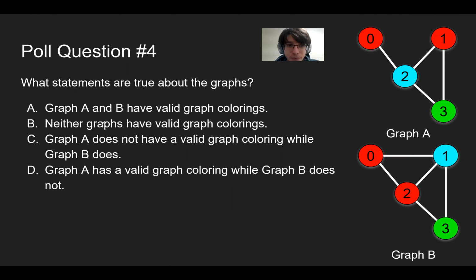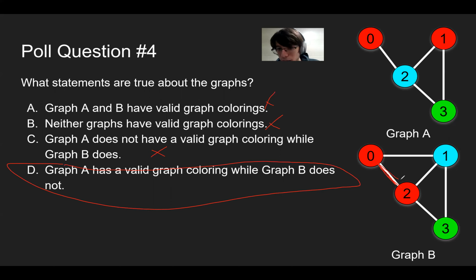Well, let's see. A does have a valid graph coloring, but B does not, because these two share an edge, but also share color. So this is not true. The second option is not true either, because A most certainly does have a valid graph coloring. Graph A does not have a valid graph coloring, while B does. That's not true. And the last one is true. A has a valid graph coloring, and B doesn't, because B has 2 nodes which share color and an edge.